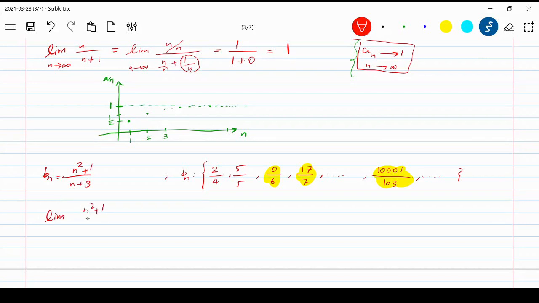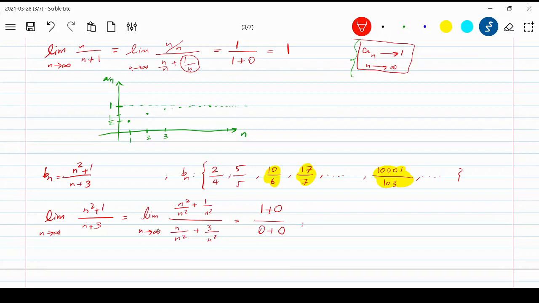N squared plus 1 divided by n plus 3 as n approaches infinity. You can say this is the limit, exactly the same idea. N squared plus 1 divided by n plus 3, you can divide by n squared, the largest term, so n squared divided by n squared plus 3 divided by n squared as n approaches infinity. So what we have now is the numerator simply becomes 1 plus 0 divided by 0 plus 0. This is an undefined value.